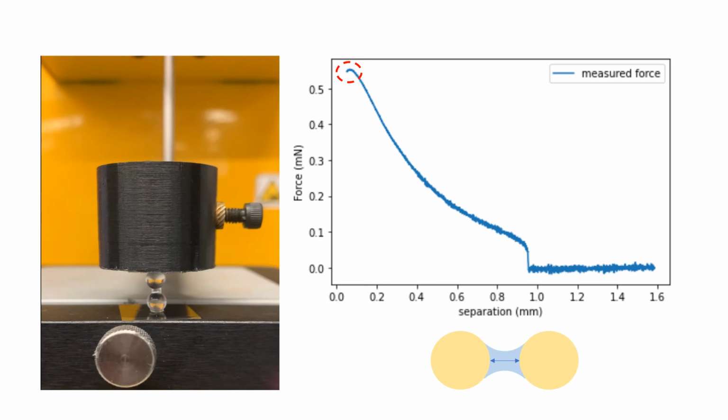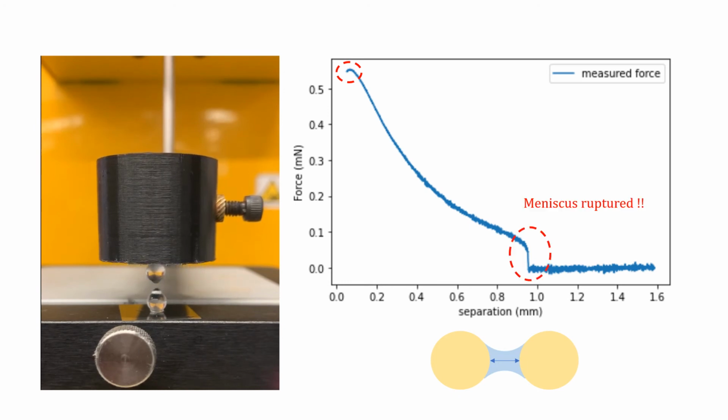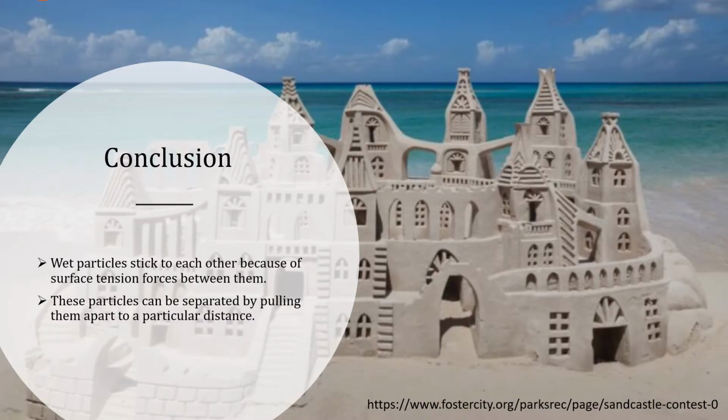As the separation between the particles increases, the attractive force between them decreases till the point where the meniscus ruptures and the force becomes zero. And that is how sand castles can be disrupted. We can conclude that wet particles stick to each other because of surface tension forces between them. These particles can be separated by pulling them apart to a particular distance.